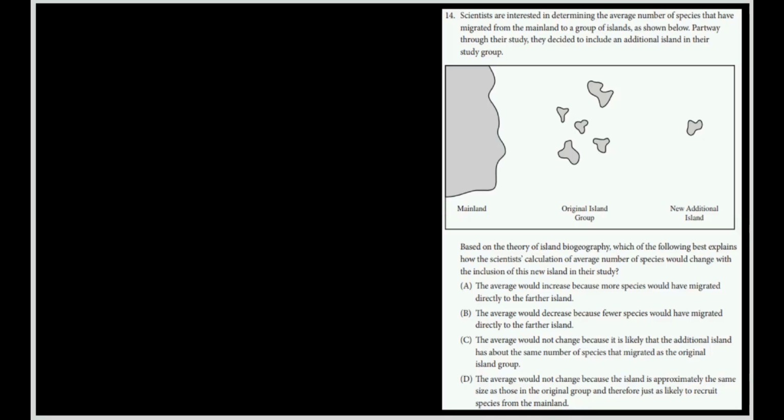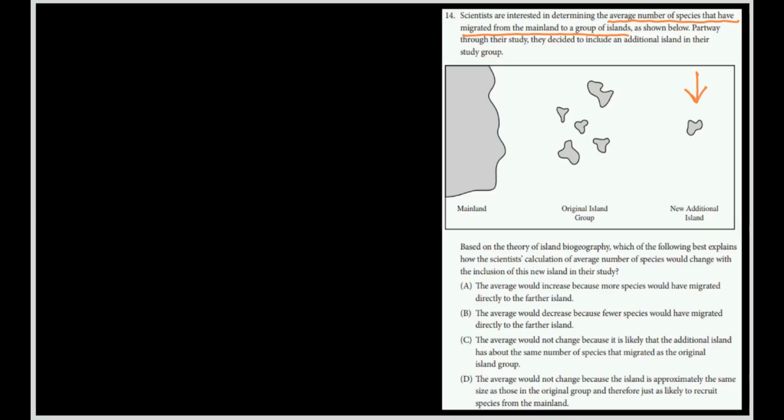And then our last problem, this one again, we have a two-sentence set of text. It's a really long text passage, and then we've got this picture, and then they have a question about it. It says, scientists are interested in determining the average number of species that have migrated from the mainland. So I'm going to underline that. Average number of species that have migrated from the mainland to a group of islands is shown below. Partway through their study, they decide to include an additional island in their study group. So that's this guy.